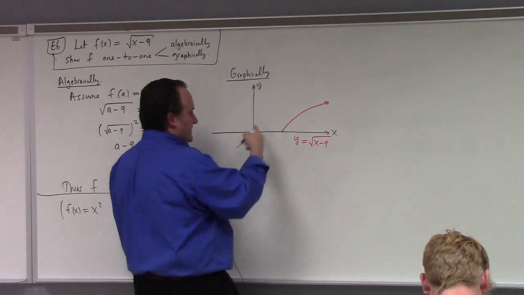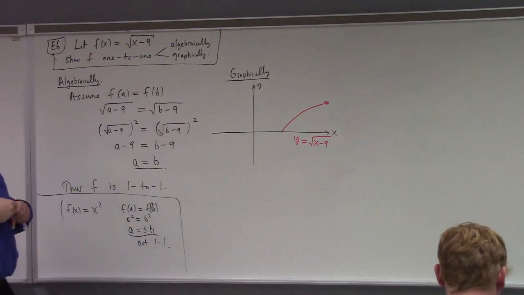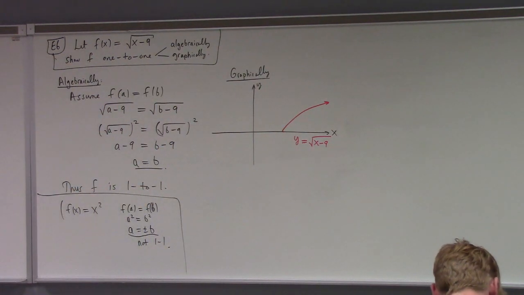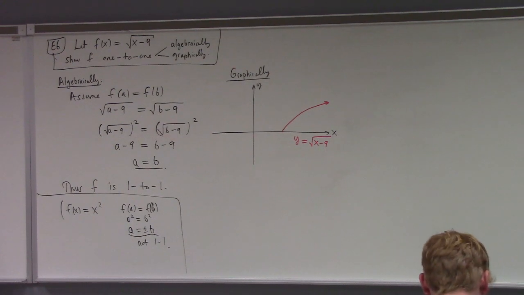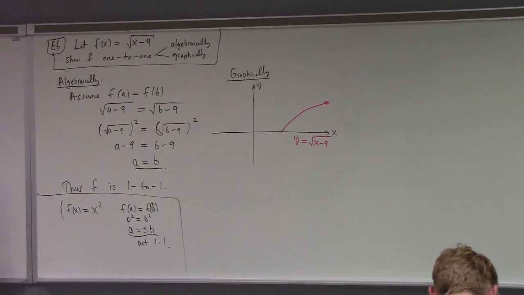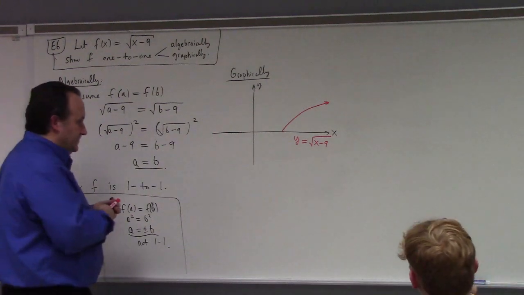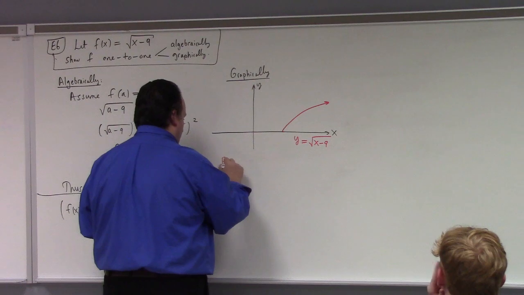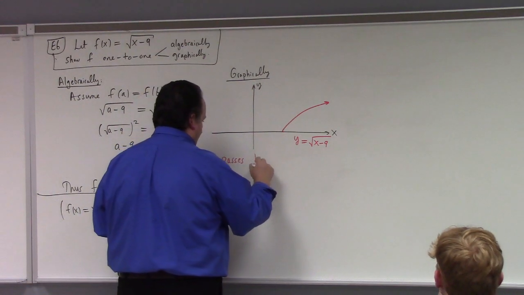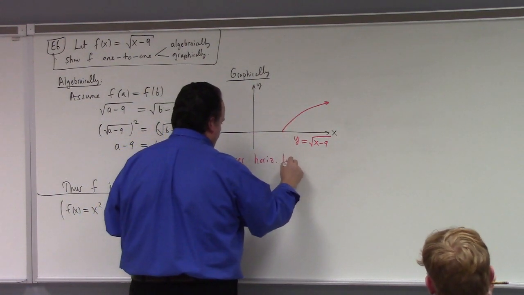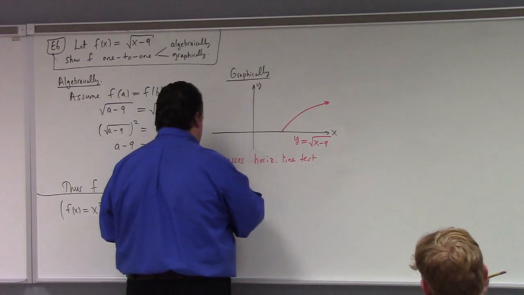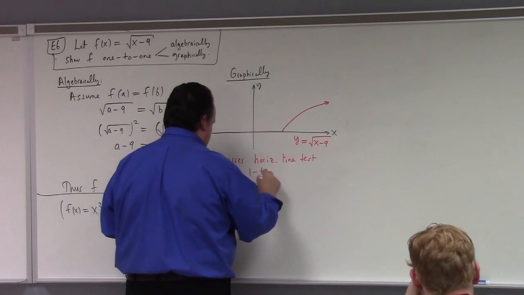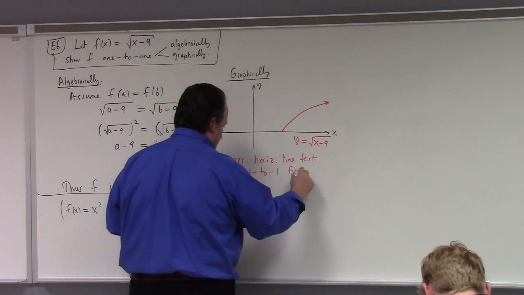Does that pass the horizontal line test? It sure does, right? If you take a horizontal line and go through that, you only hit 1 point, at most 1. If you're below the x-axis, you hit no points. That's fine. But at most 1 point, so it passes the horizontal line test. Thus, one-to-one function. Hooray.